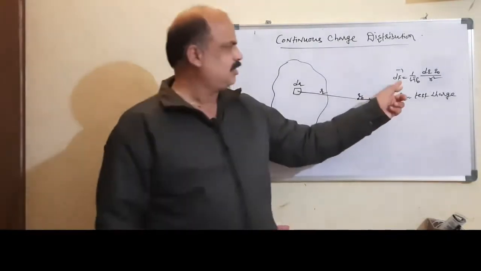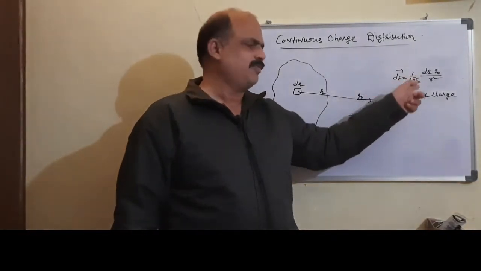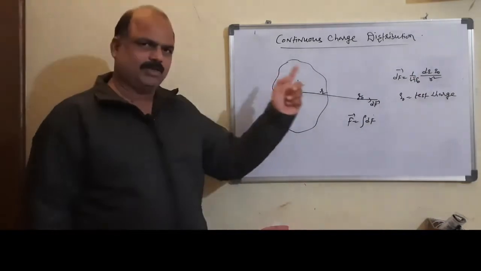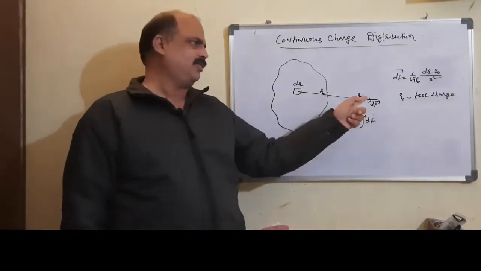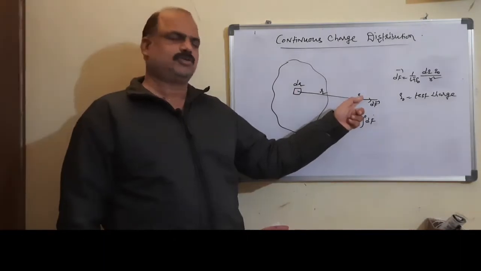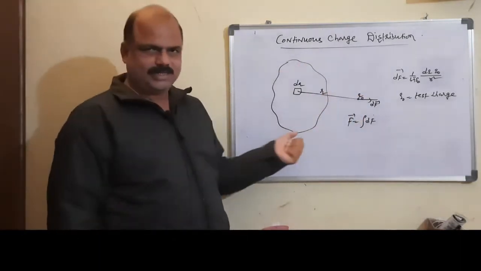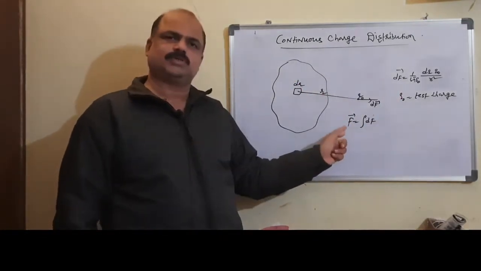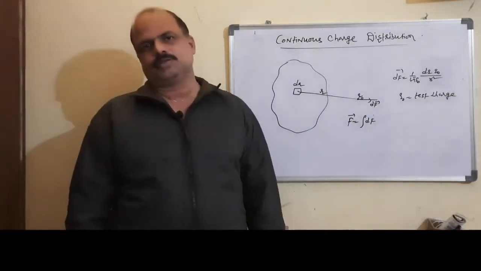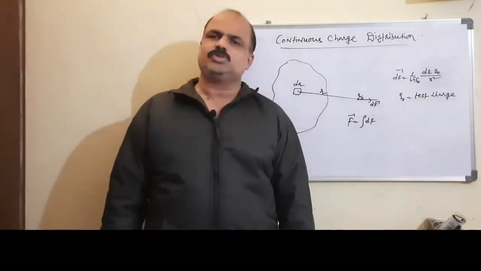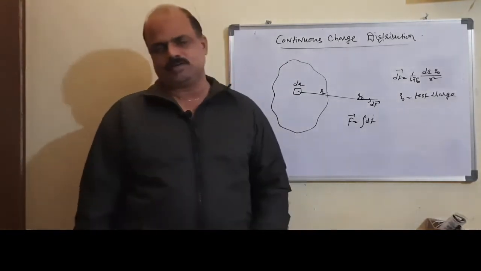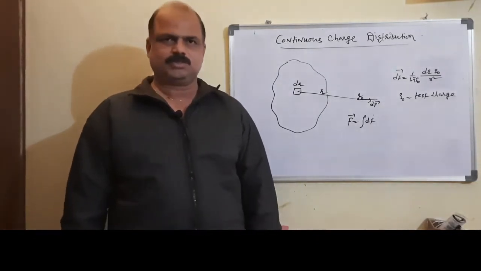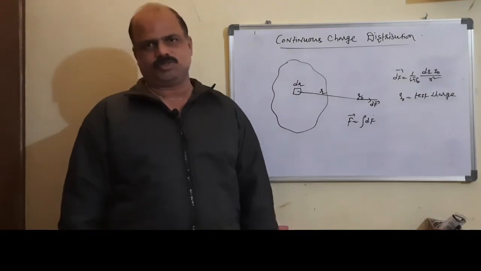According to Coulomb's law, dF bar is equal to 1 by 4 pi epsilon naught dq into q naught by r square. To find the resultant force acting on this test charge due to the entire material, or due to all the charged elements, we have to integrate this equation. The resultant force F bar is equal to the integration of dF. So in this type of continuous charge distribution, we use the integration method to calculate the resultant force acting on a test charge.